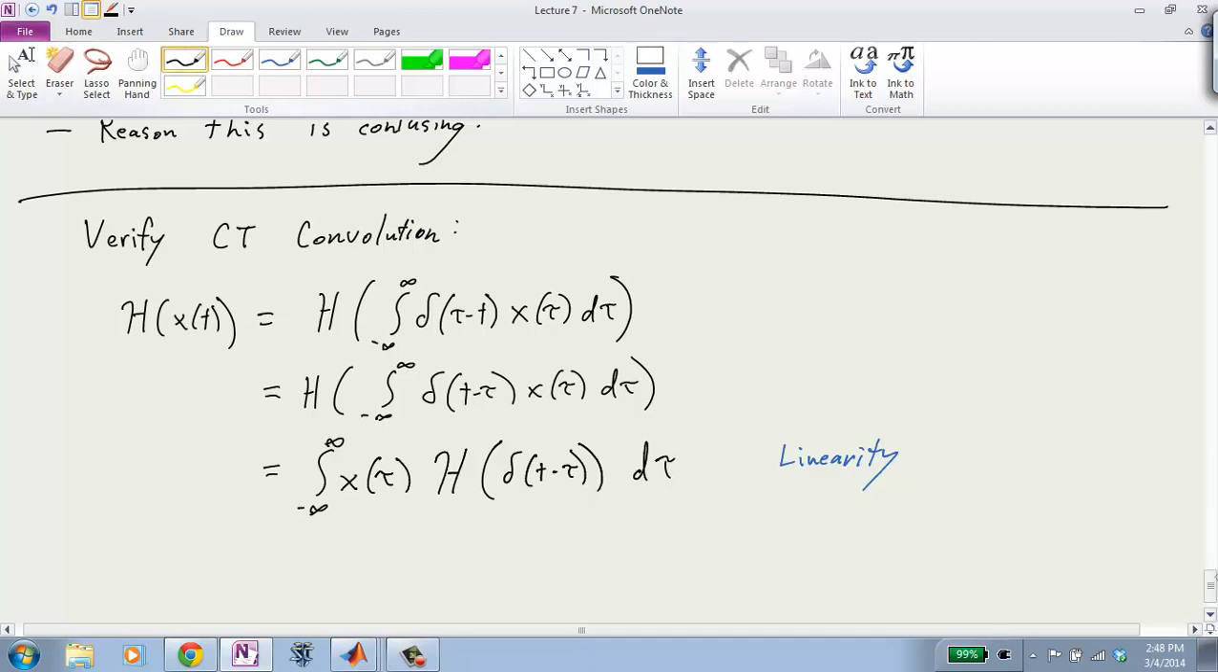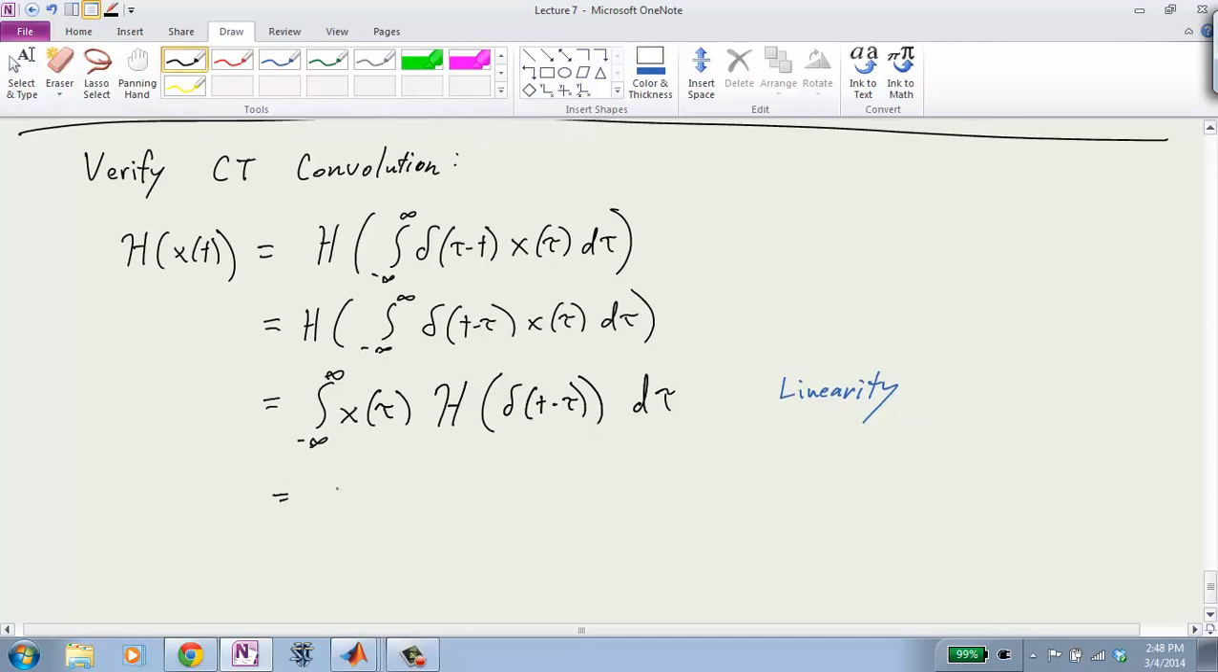All right, and then last thing, because it's time invariant, this has to be some h of t minus tau. It's just a time shift of whatever would have come out from the delta. Okay, so this is time invariance.